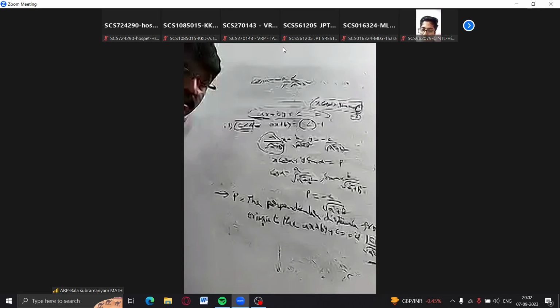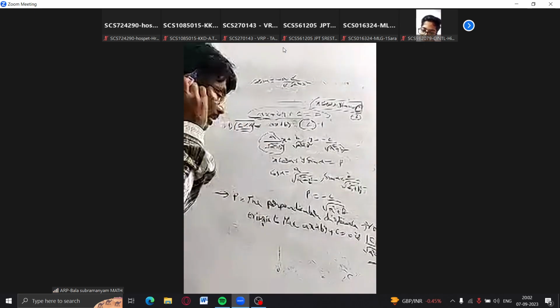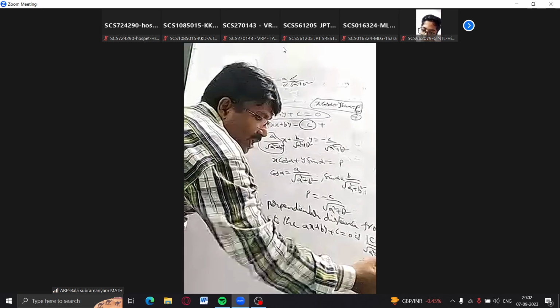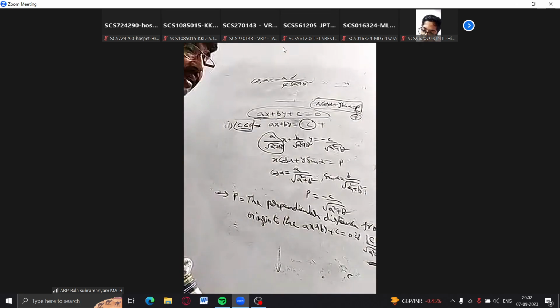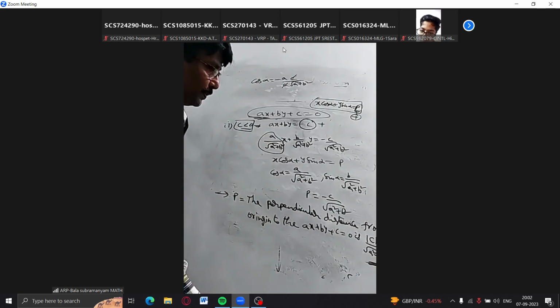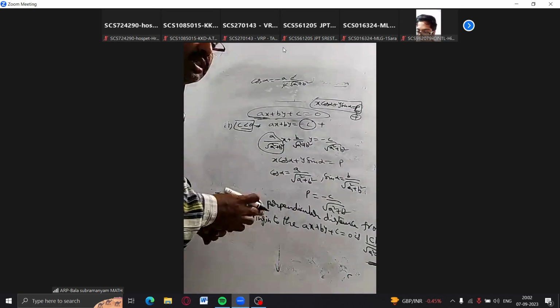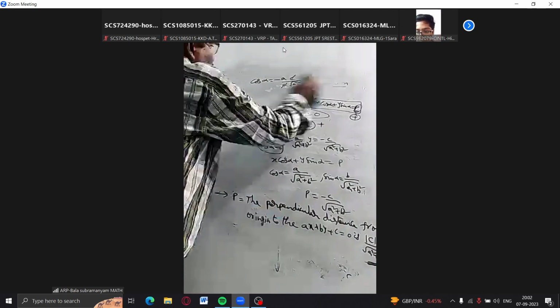For a point other than the origin, we prove later. From the origin to the line, the distance formula is modulus of c by root of a square plus b square. Other than the origin, we prove later. This is about the normal form.